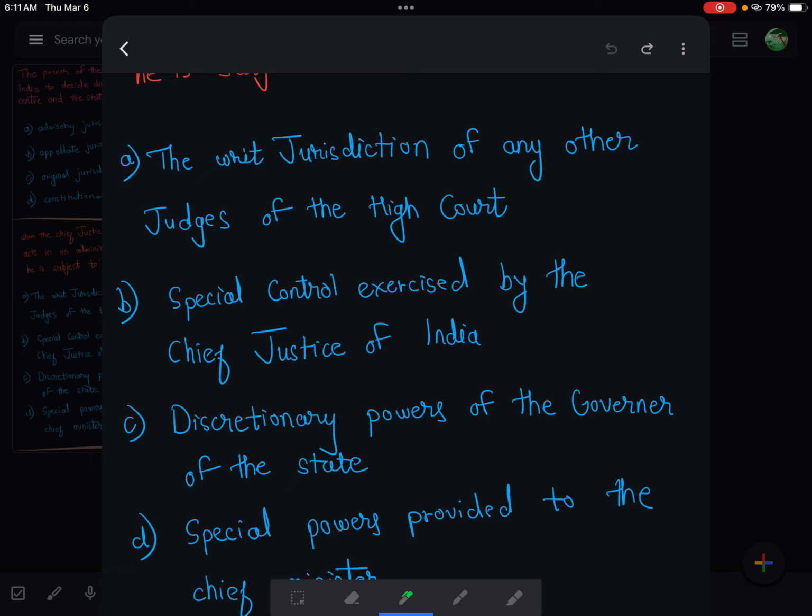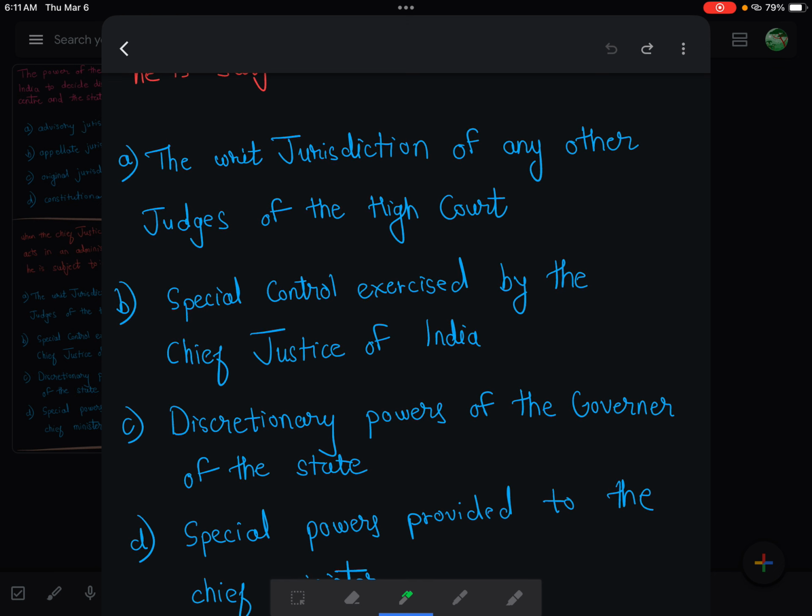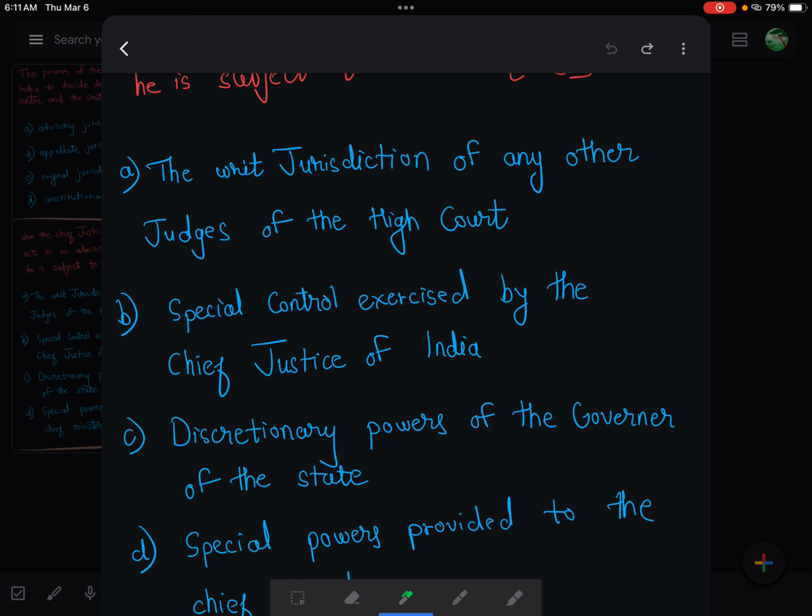Now, let's understand this with an example. Suppose the Chief Justice of a High Court unfairly transfers a judge without following proper rules. Another judge of the same High Court can challenge this decision using writ jurisdiction. The court will check whether the Chief Justice followed the law. Conclusion: other judges of the High Court can question the Chief Justice's administrative decisions using the writ jurisdiction. Hence, option 1 is correct.